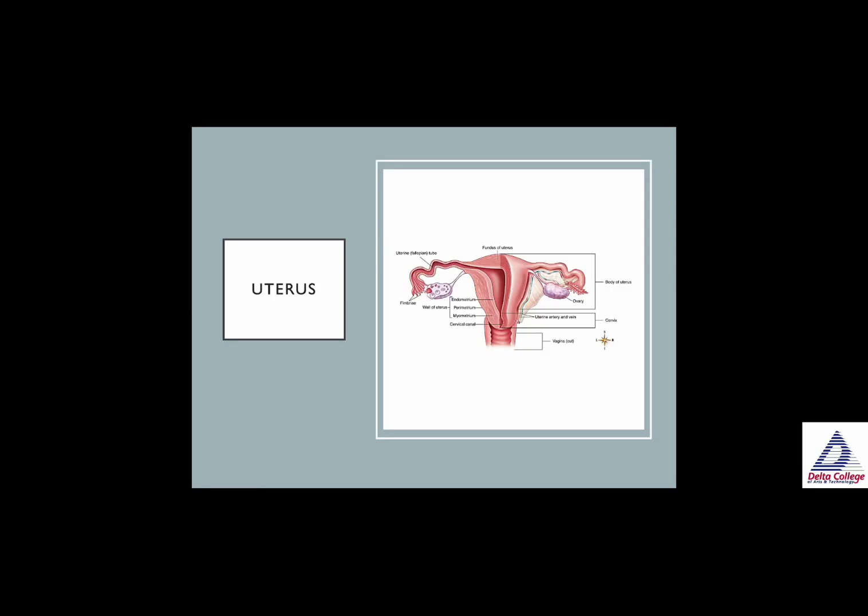So here's the uterus. You can see the top of the uterus, which is the fundus. The body is the middle part, and the cervix is at the end where the vagina attaches to the uterus. Again, the endometrium is the inner layer or the lining. This is what's shed during menstruation. Then you have the myometrium, which is the muscle layer, and then the outside is the perimetrium there.